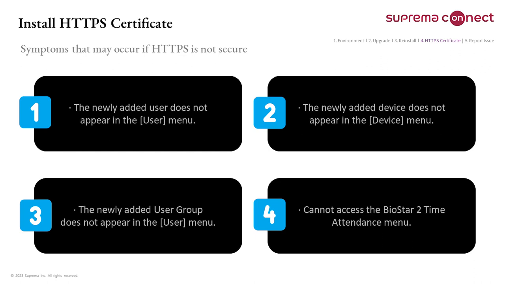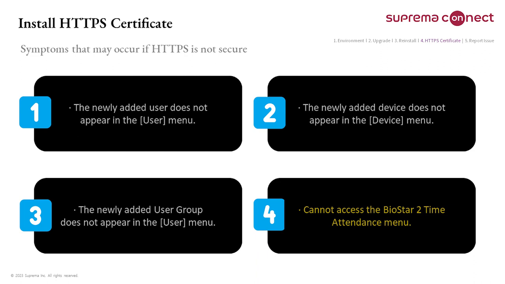Also, if you do not install the HTTPS certificate, you may encounter operational issues with BioStar 2, as shown on the screen. Number 1. The newly added user does not appear in the user menu. Number 2. The newly added device does not appear in the device menu. Number 3. The newly added user groups do not appear in the user menu. Number 4. You cannot access the BioStar 2 time attendance menu. In addition, if you do not have an HTTPS certificate installed, the issues you will encounter are more varied.